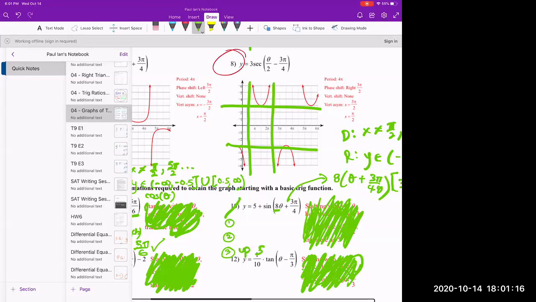I usually do the frequency first, so that's 1/8. And then this one is to the left, 3 pi over 4 times 8. And this is like a shrink, something like that.